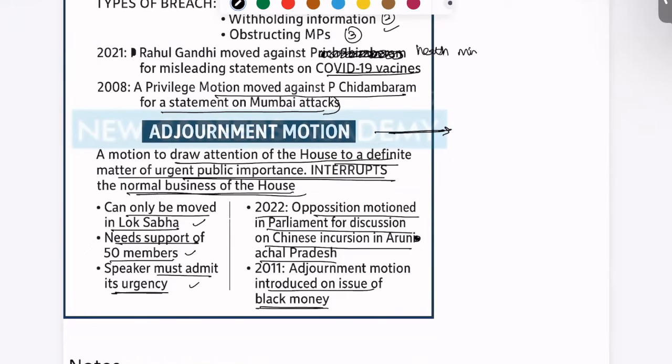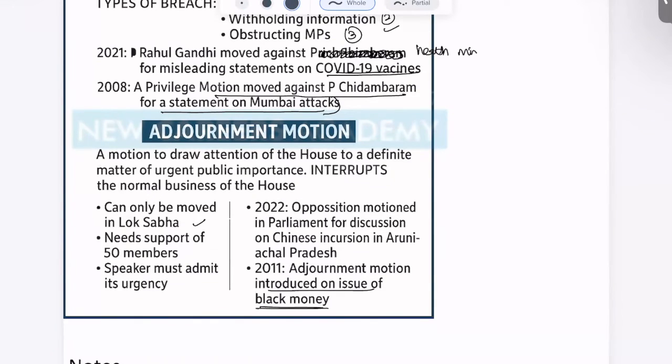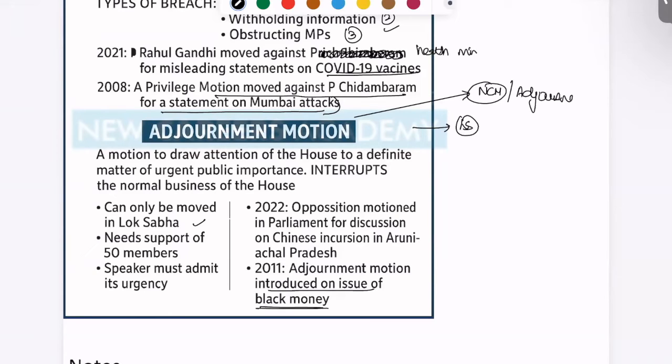Now we come to adjournment. Adjournment वैसे मतलब क्या होता है? थोड़ी देर के लिए टाइम पीरियड साइड हो जाए. याद रखो, adjournment can only be moved in लोकसभा. एक और ऐसा मोशन कौन सा जो सिर्फ लोकसभा में हो सकता है? नो कॉन्फिडेंस मोशन. So there are two motions which can be moved in Lok Sabha: adjournment and no confidence. How many members are required? Same for no confidence and adjournment. 50 members.